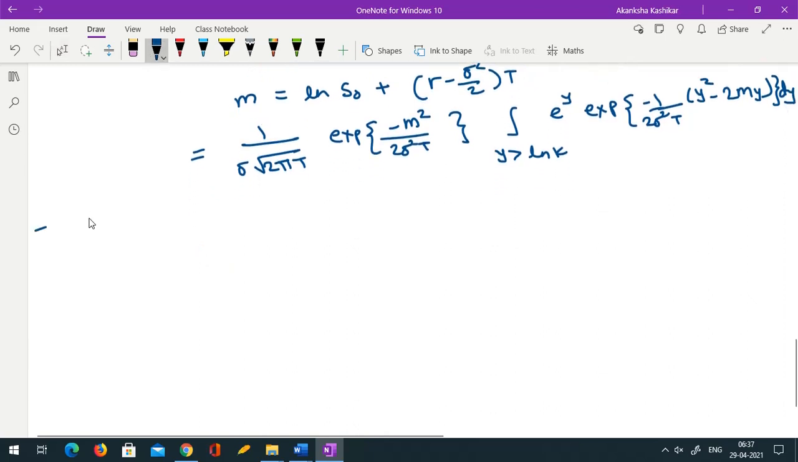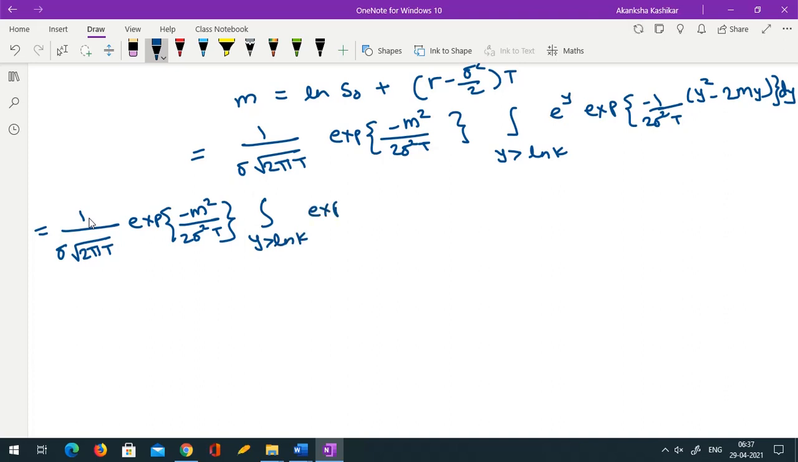So this becomes 1 upon sigma root 2 pi T. This again I'll keep as it is, m squared upon 2 sigma squared T. Okay, now the integral over Y greater than ln K is also fine. e raised to minus 1 by 2 sigma squared T, and I will have Y squared minus 2mY, and if I want to bring this Y inside, I have a minus sign here, so it will become minus Y, and because I have a denominator, 2 sigma squared T, correct, into dY. Okay so far?